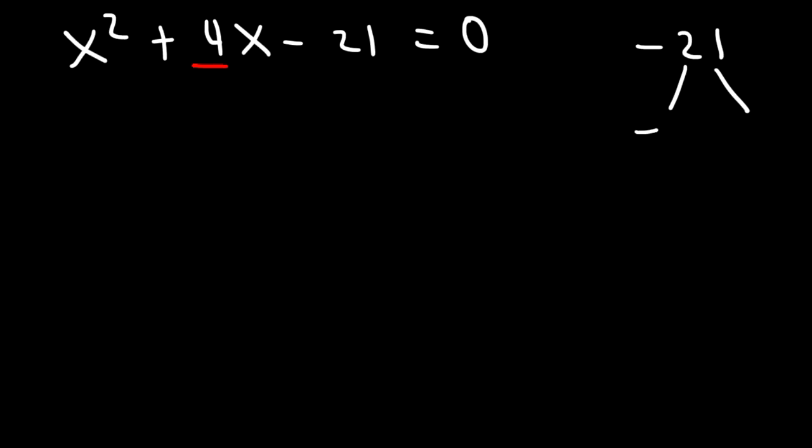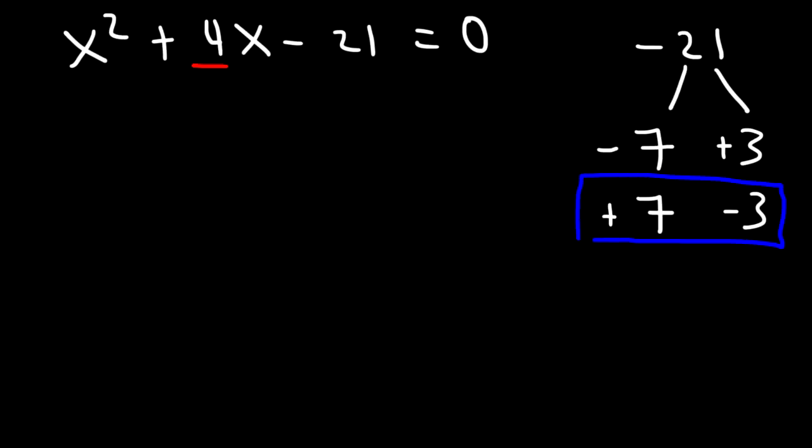Well, we know that 7 times 3 is 21. But for us to get negative 21, one of these numbers has to be positive and the other has to be negative. So we have two options, negative 7 and positive 3, or positive 7 and negative 3, both of which, when multiplied, will give us negative 21. However, positive 7 plus negative 3 will add to positive 4, and so we're going to use that.